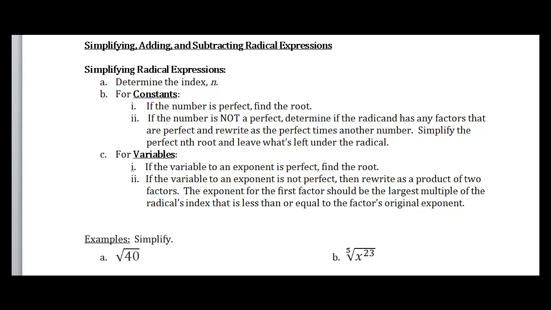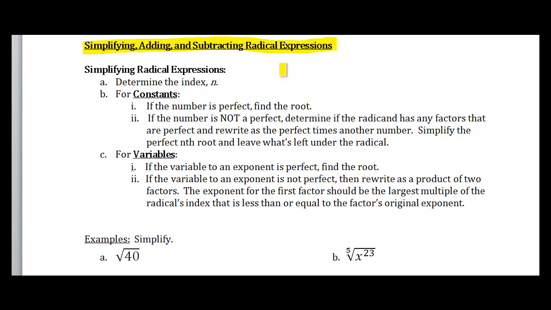In this video, we're going to talk about simplifying, adding, and subtracting radical expressions. There are times when we're going to have stuff under our radical that won't be perfect. Like it won't include a perfect square or a perfect cube or a perfect fourth. And so what we're going to have to do is learn methods to help us simplify that.